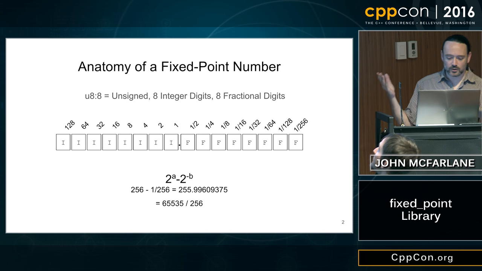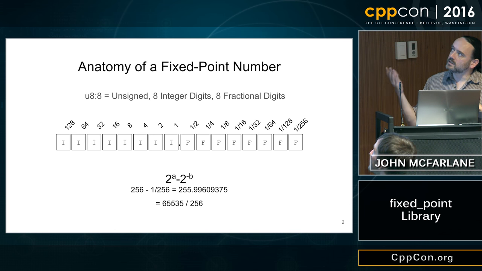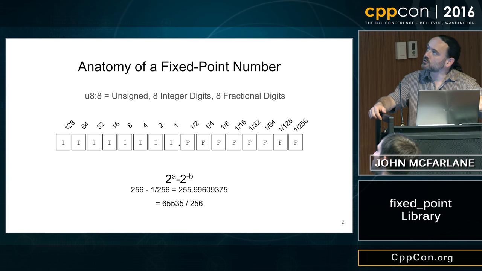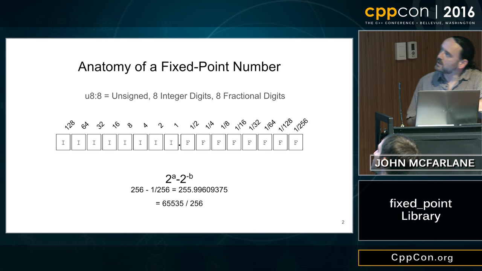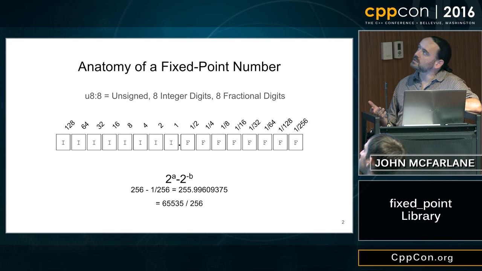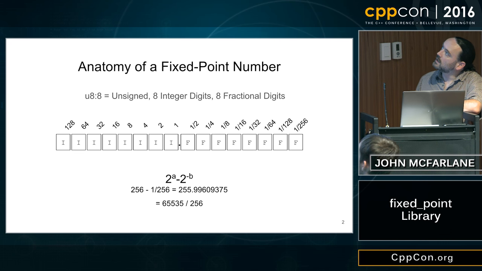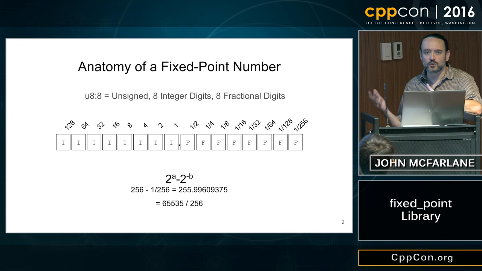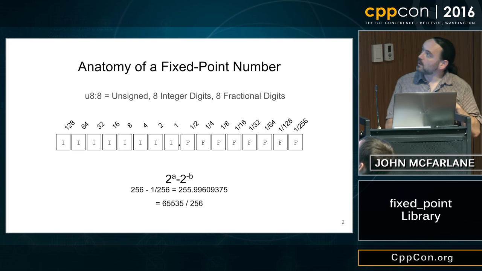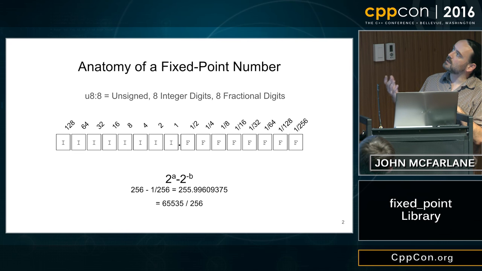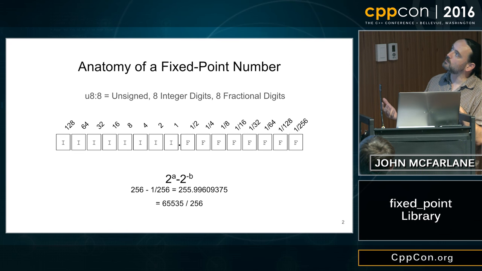The notation there, U88, is one of many arbitrary different notations used to describe fixed point types. And the illustration here shows that an unsigned 88 fixed point type has 8 integer digits and then 8 fractional digits. It's stored in a short value, an unsigned 16-bit value under the hood. However, it's used to represent numbers that are real, that have a fractional component.